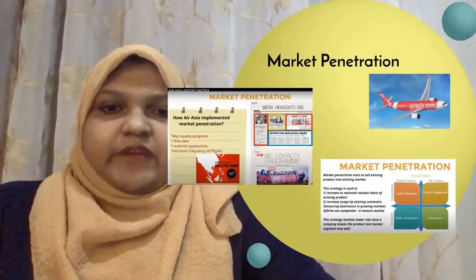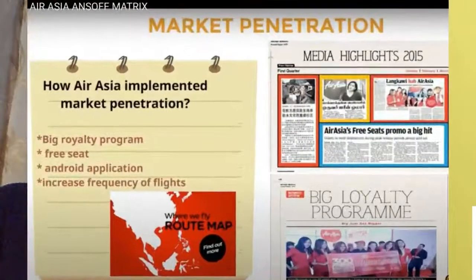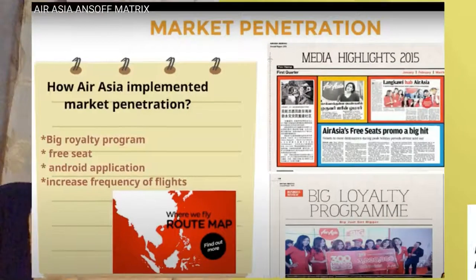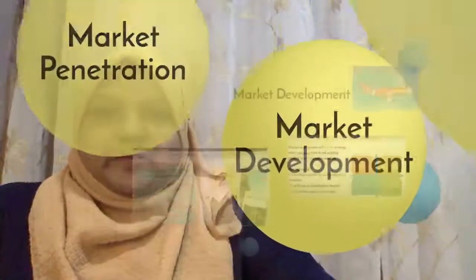Now, let's have a look at what AirAsia has done. How AirAsia implemented market penetration. They started with a big loyalty program, offered free seats for their members. They created an application. Also, they increased frequency of flights to certain destinations. Now, market development.